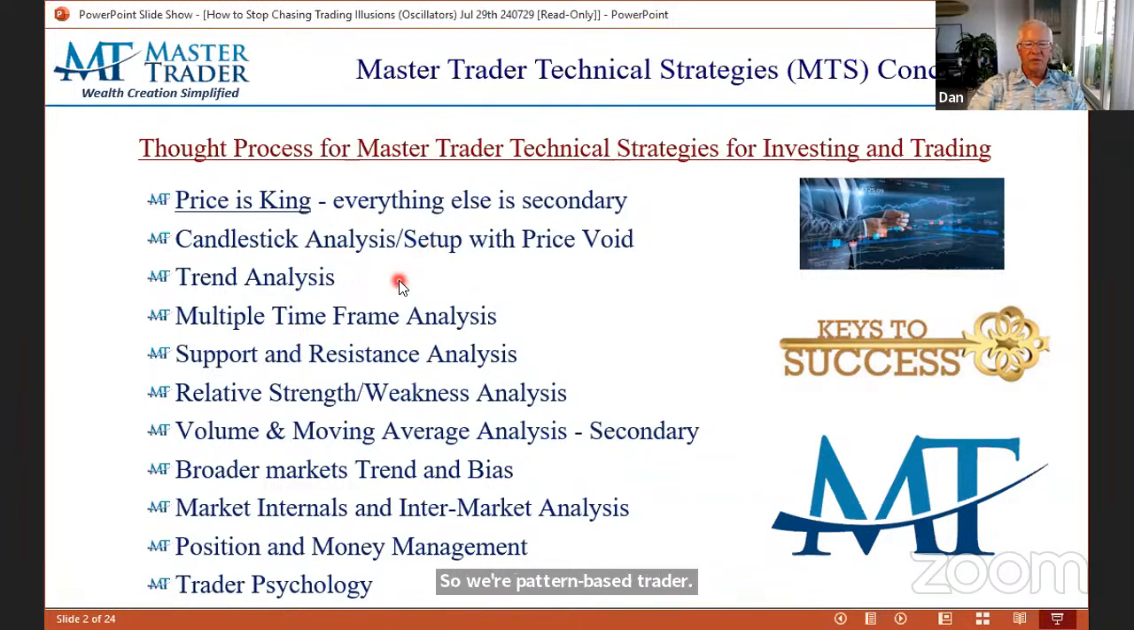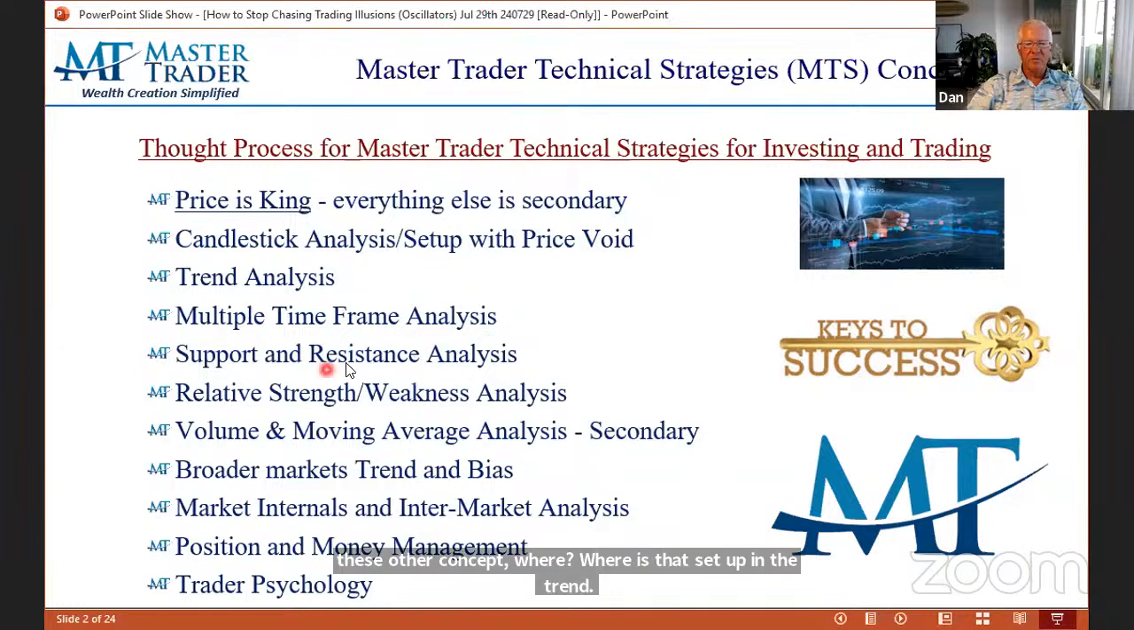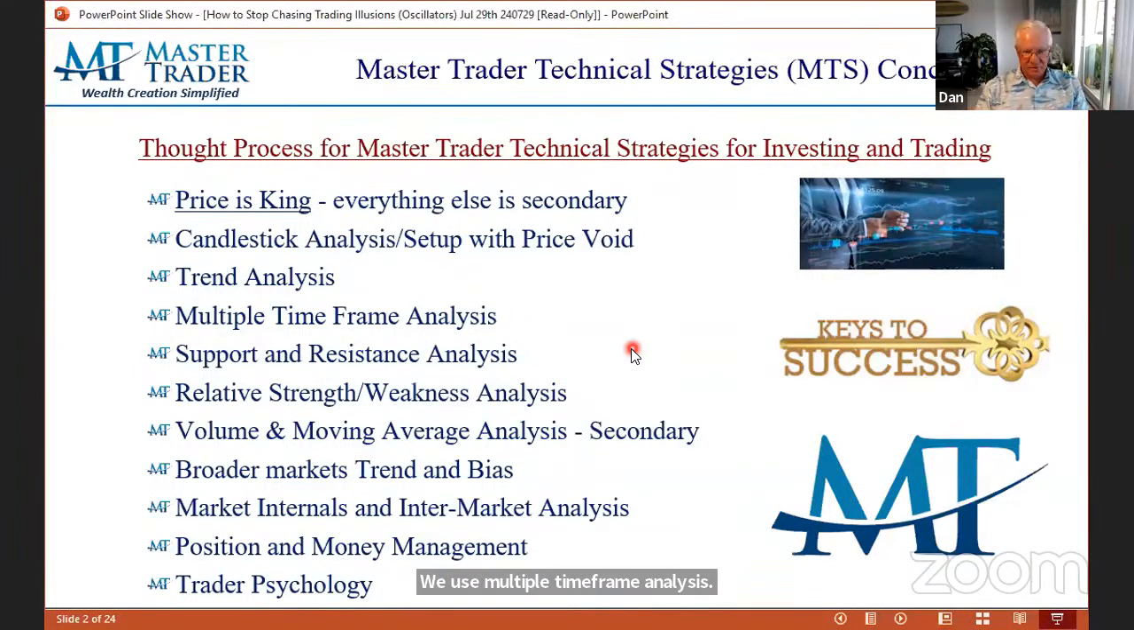Compelling setup. And then we say, okay, we add these other concepts. Where is that setup in the trend? We use multiple time frame analysis. Is that setup on support or resistance? Is it showing relative strength or weakness? Now, granted, there's our interpretation of these, because otherwise we just put it in a black box. But that's the seasoning component: Greg and I pull up a chart and we instantaneously say that's a no-brainer. It's our seasoning combining all these concepts.